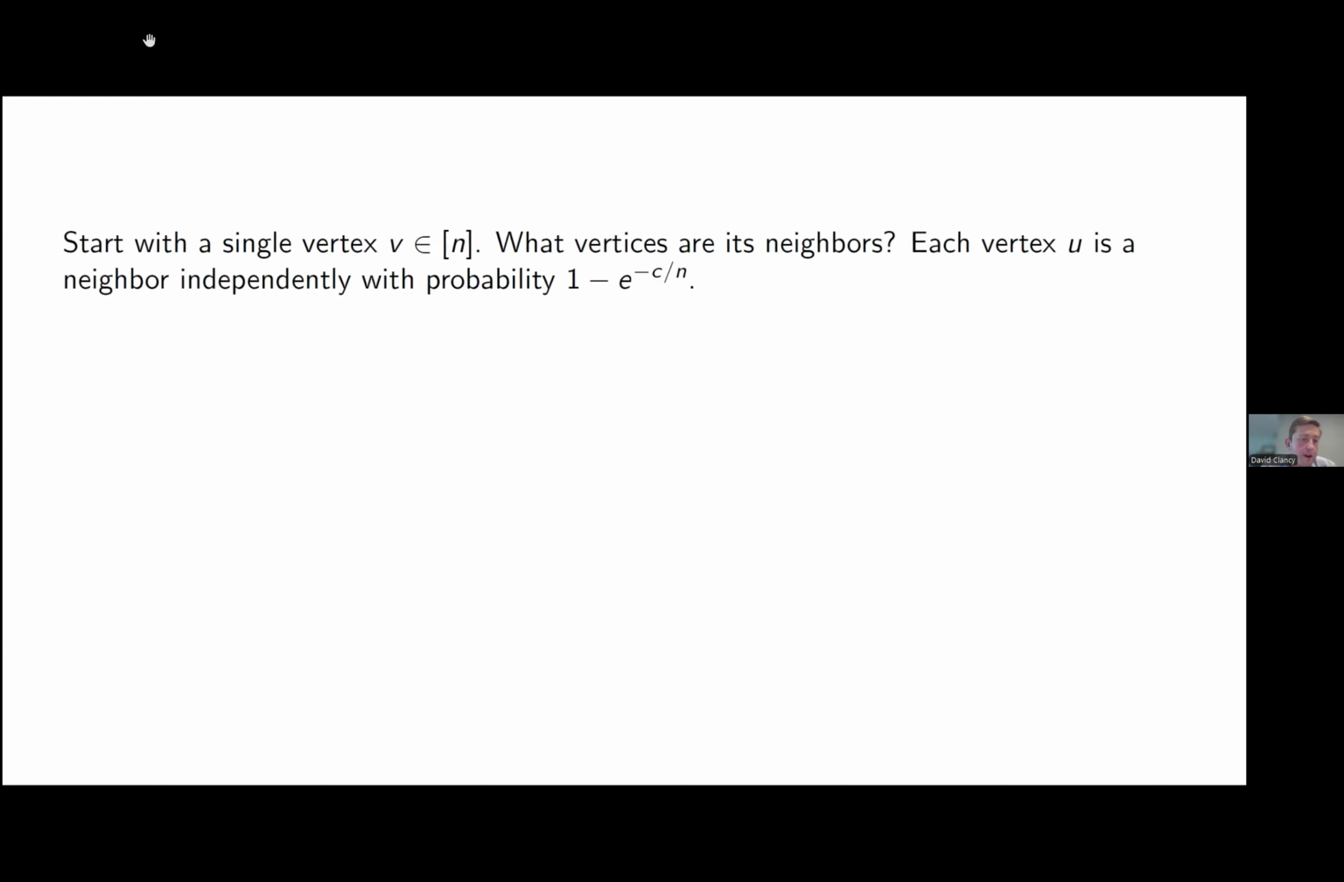So I'm going to start off with the Erdős-Renyi case. In this case, all vertices are of the same type. And what we're going to imagine is that we start with a single vertex V, and then we want to find a stochastic process that determines whether or not vertices are its neighbors. So just reminding, in this case, each vertex U is a neighbor independently with probability 1 minus e to the minus c over n. This happens for all vertices. So 1 minus e to the minus c over n is essentially the CDF for an exponential random variable evaluated at a certain time.